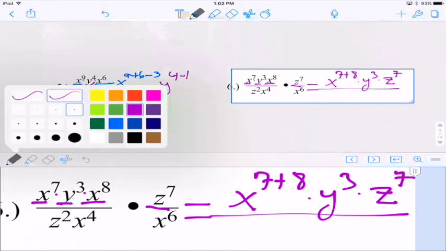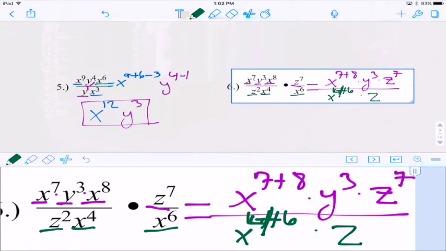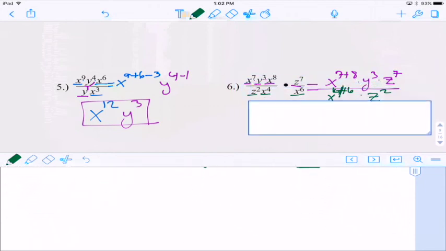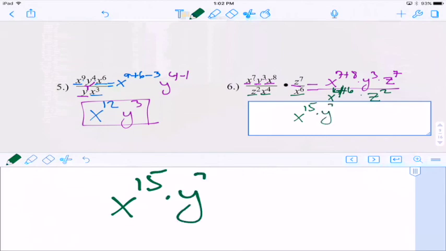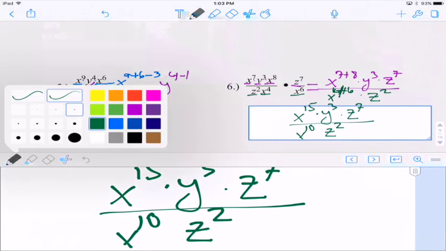And then in the bottom, we've got z. Let's do the x's first. X to the 4th, x to the 6th, x to the 4 plus 6. Remember, when we multiply, we add. Sorry. And we've got z squared. Okay, let me clean this up a little bit. So we've got x to the 15th times y cubed times z to the 7th all over x to the 10th and z squared.